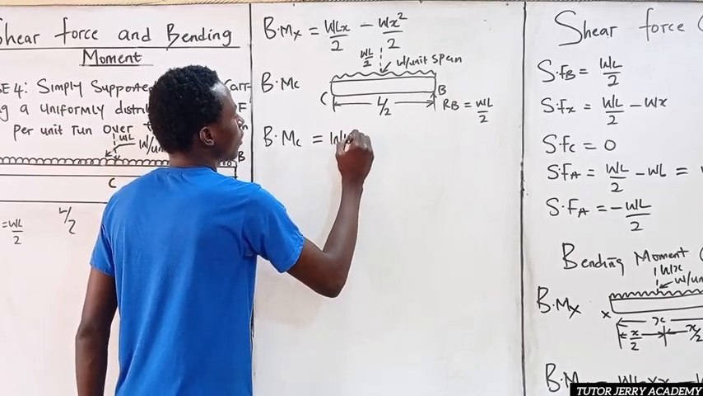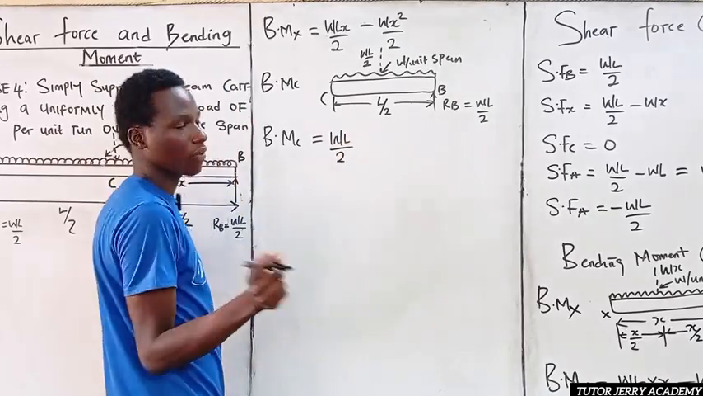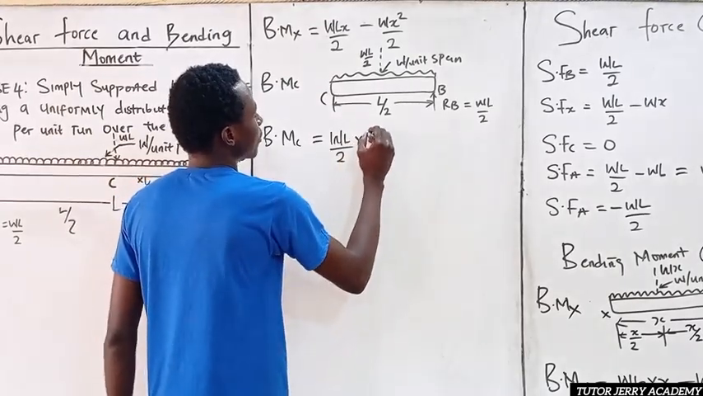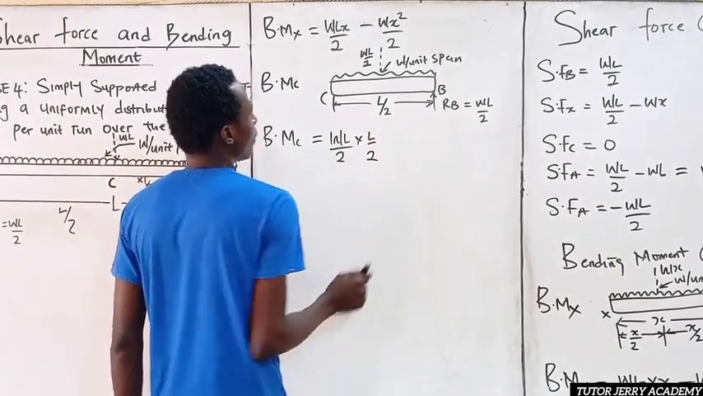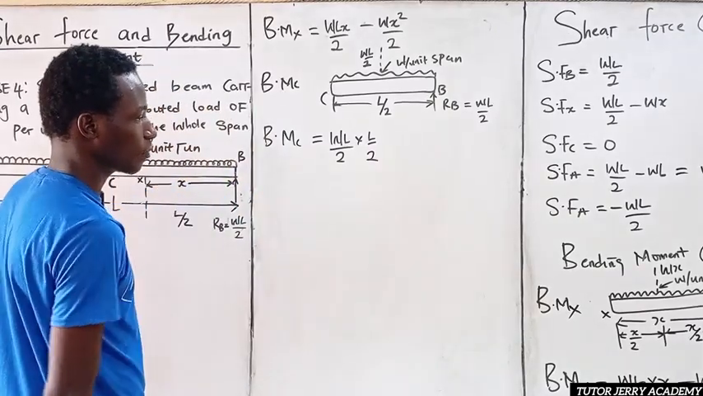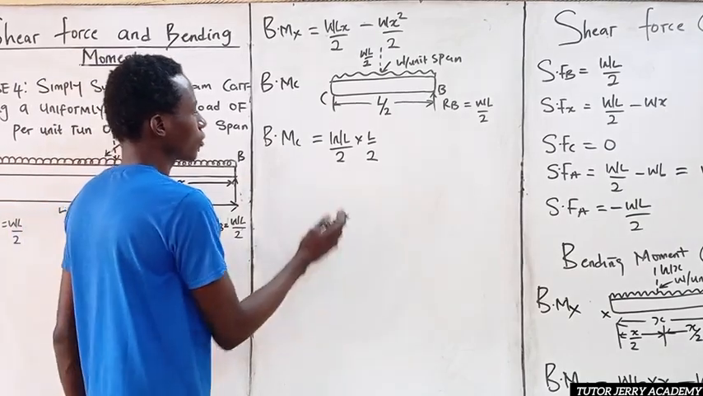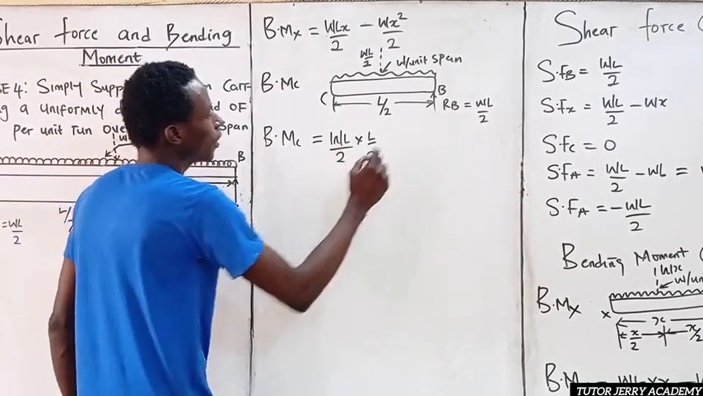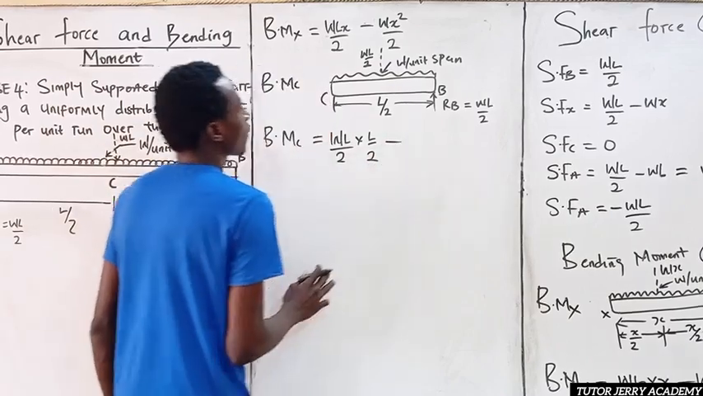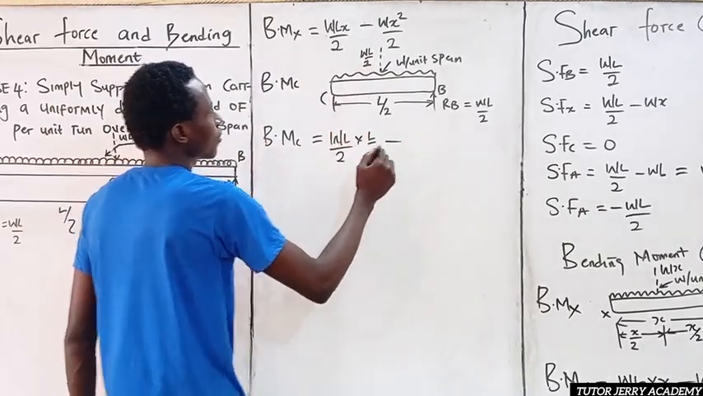WL all over 2 multiplied by what? L all over 2. Now, of course, we have already established that upward force will be positive and downward force will be negative. So that's why we have here to be positive. So we have minus.